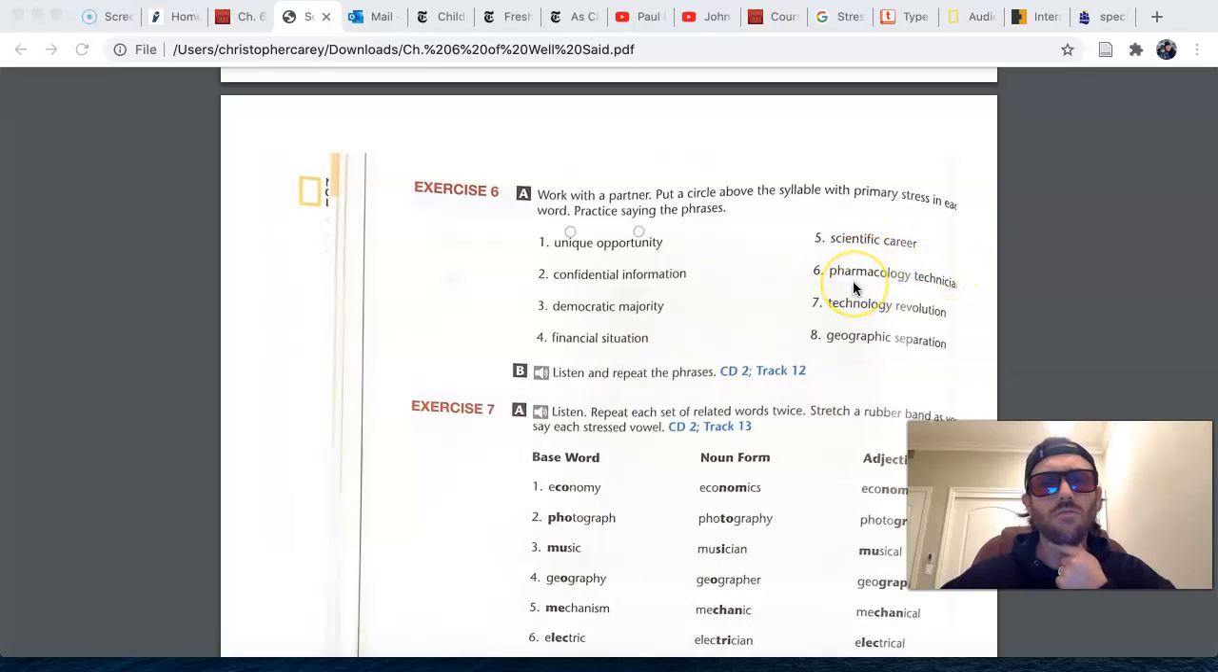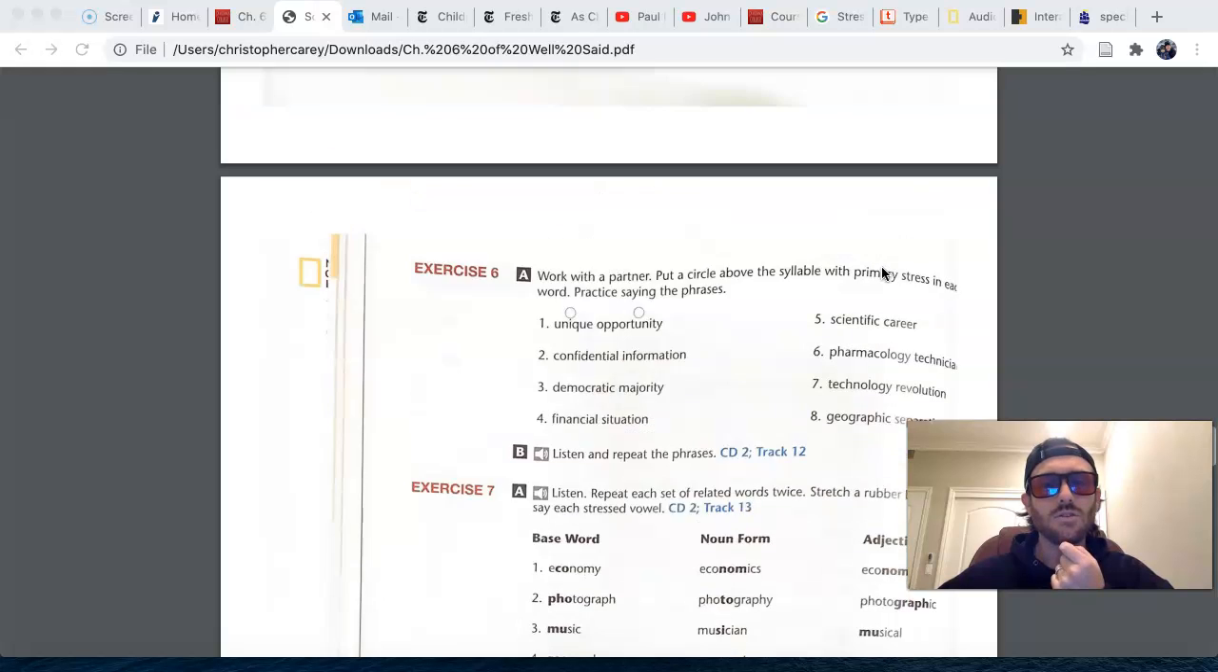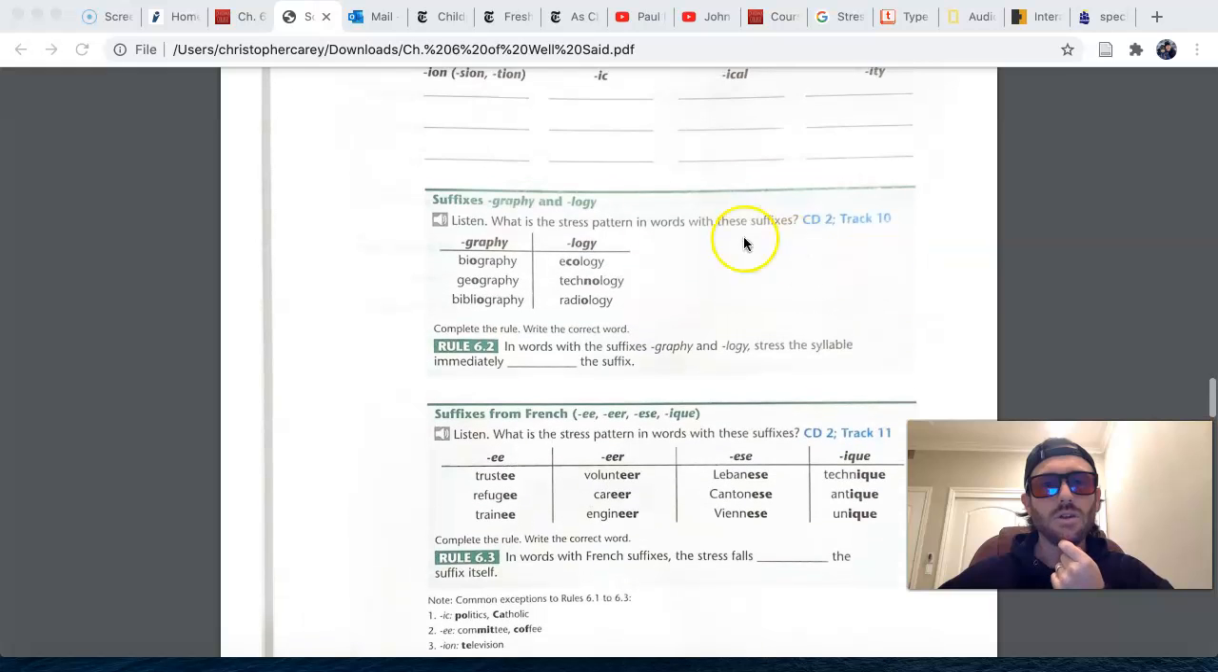Now, careful with pharmacology. You have secondary stress on the first vowel sound, but your primary stress, just as we looked at, is going to go on the vowel on the syllable right before the suffix.